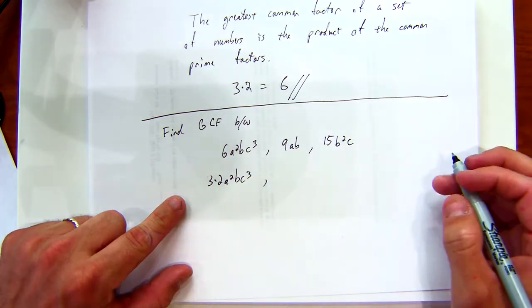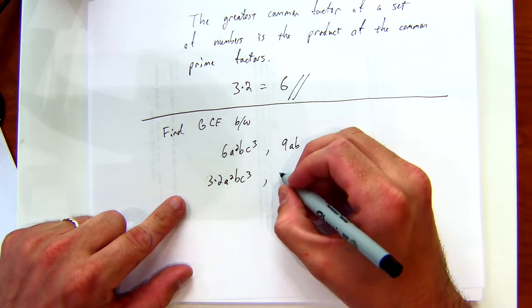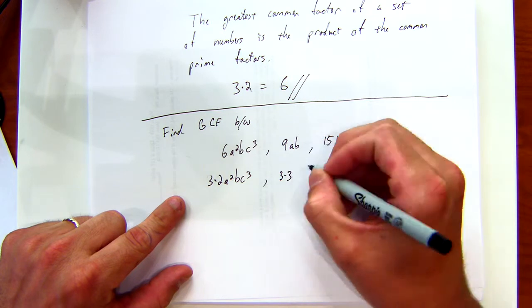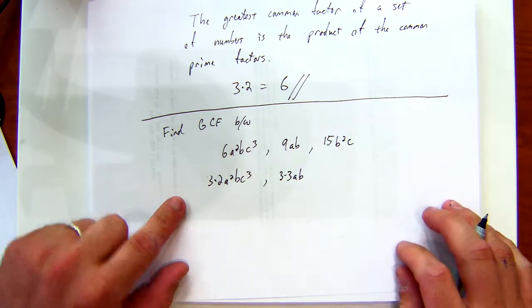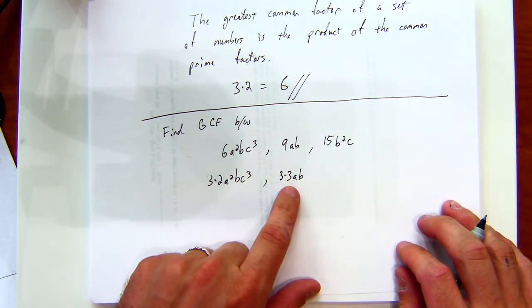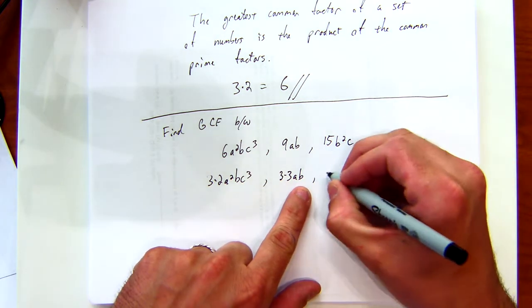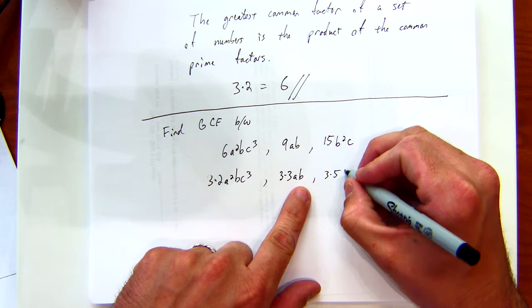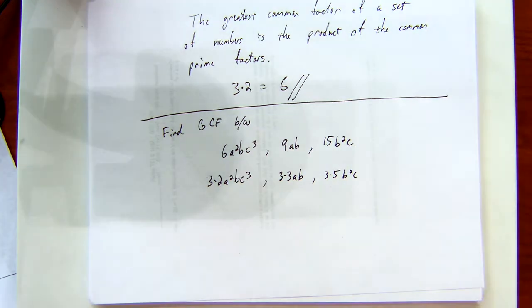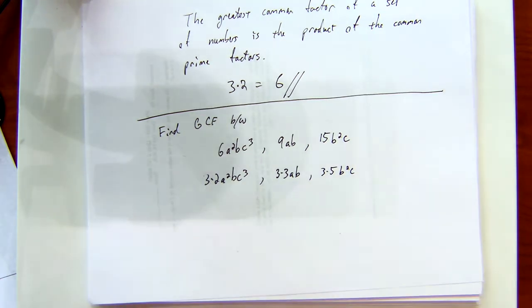What about 9ab? 3 times 3, and then I've got an ab. Remember that AB means A times B, so A is a factor and B is a factor. And then 3 times 5, B squared C. Now what's the greatest common factor between all 3 of these? So we look and see what's common in all 3.